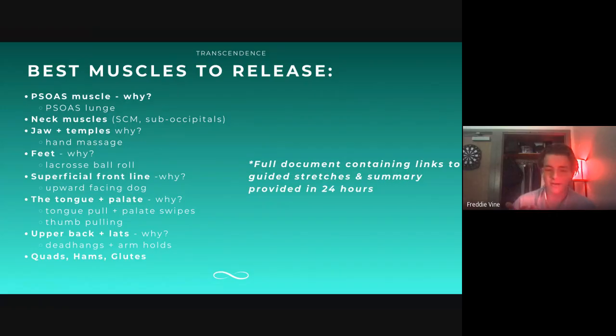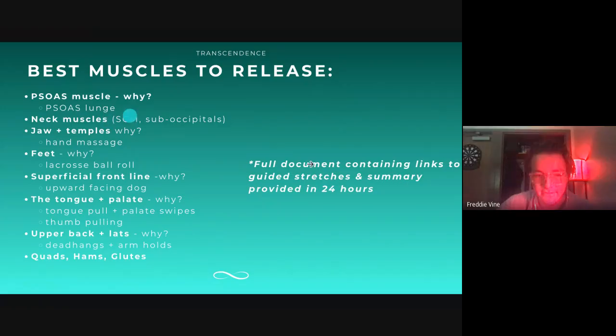What I recommend for this is literally just using your hands. Sometimes I'll use knuckles, but even fingers. You basically just want to melt into there and massage in circular motions. Same with the temples. I'll try to do this daily if I feel like it's needed.